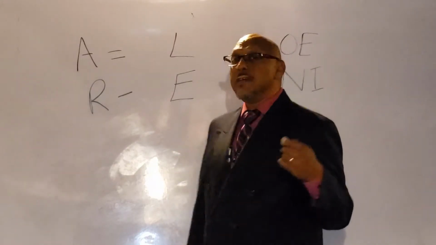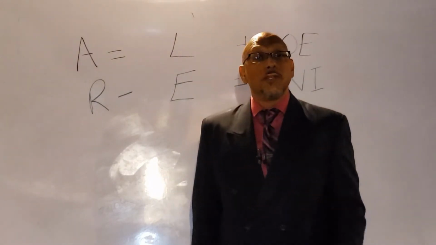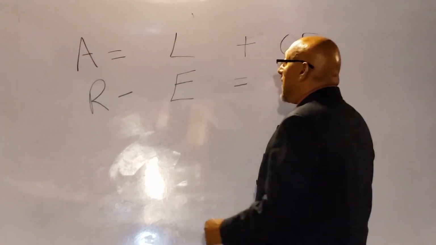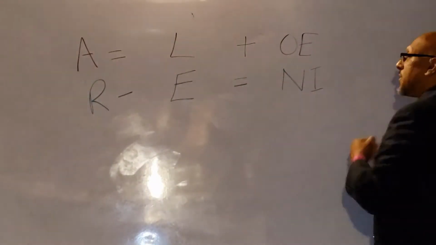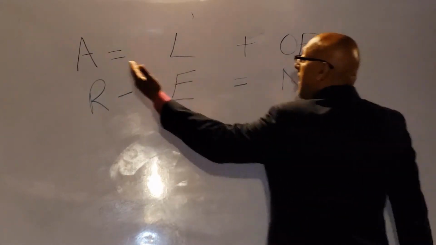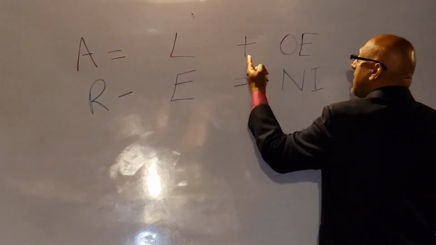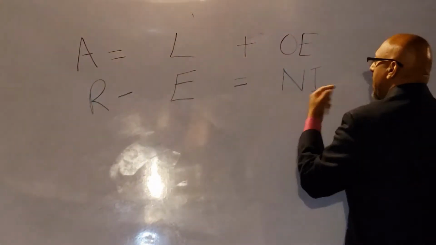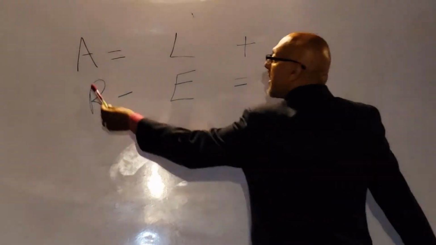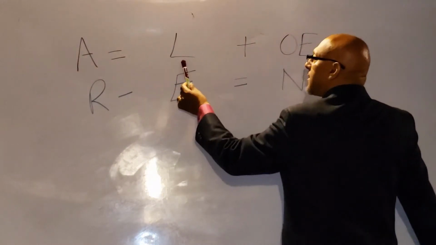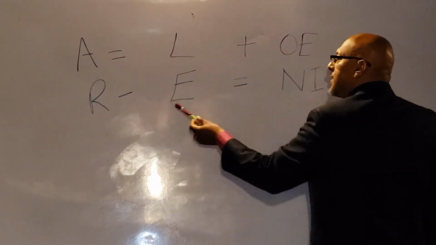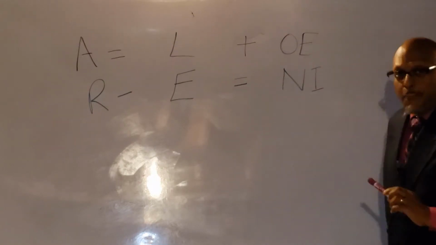And like I said, what is the first thing you learn when you learn a language? You always learn the alphabet. And here is our alphabet soup we're going to start with. A equals L plus OE, R minus E equals NI. That stands for assets equals liabilities plus owner's equity. Revenue minus expenses equals net income.